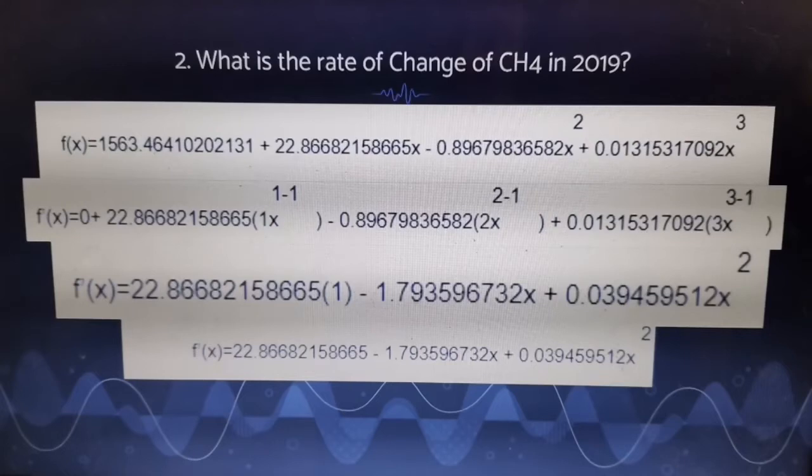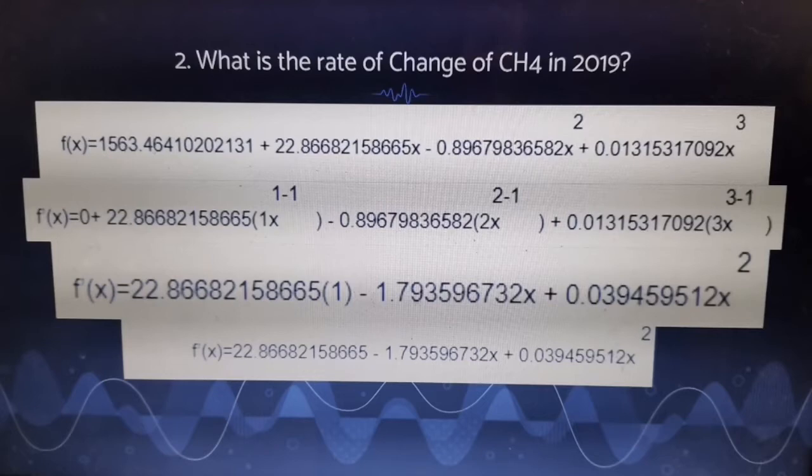Second question, what is the rate of change of CH4 in 2018? First of all, we have f of x equals 1563.46 plus 22.86x minus 0.89x to the second power plus 0.013x to the third power.